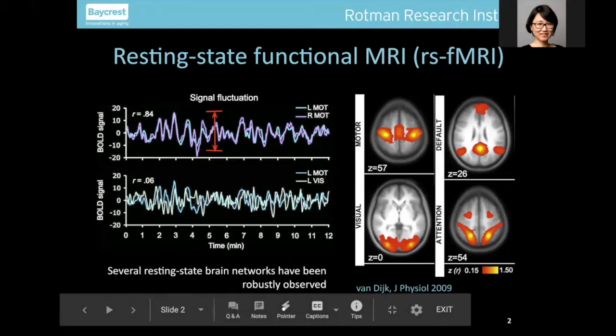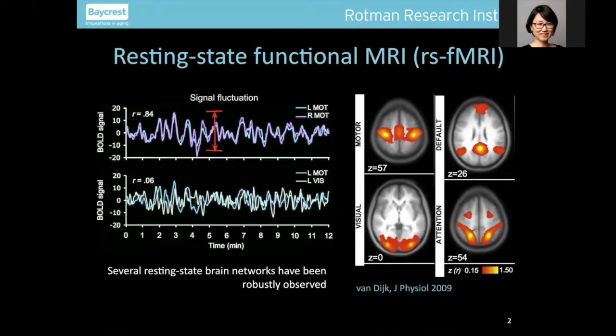So using this very simple approach, we have been able to map a whole series of brain networks, notably the visual, motor, as well as the attention and default mode networks. And all of these have been heavily used in the study of aging.